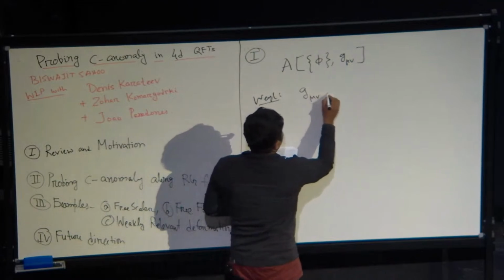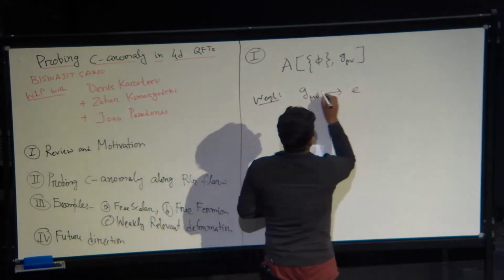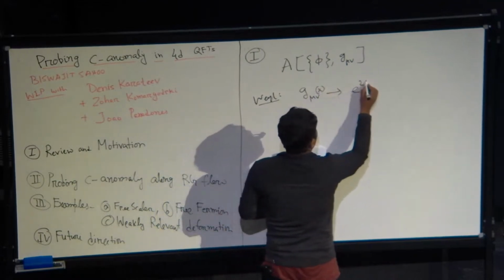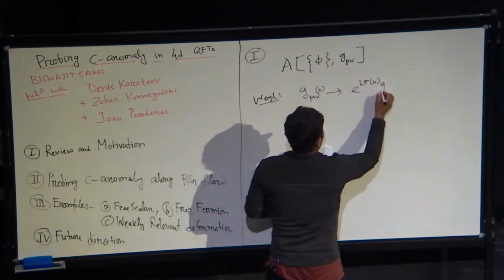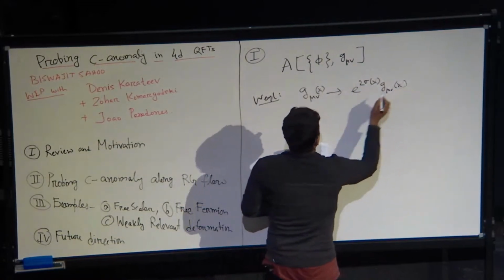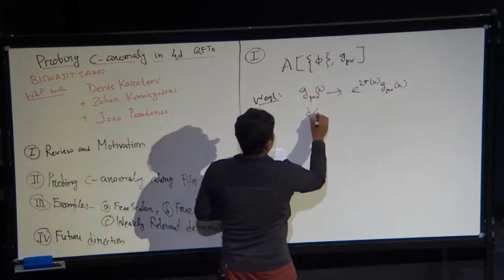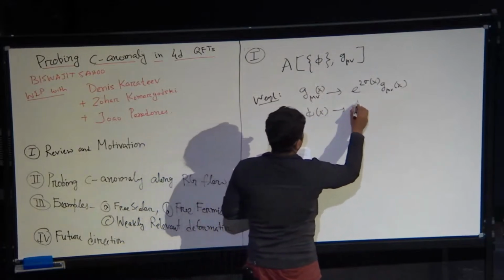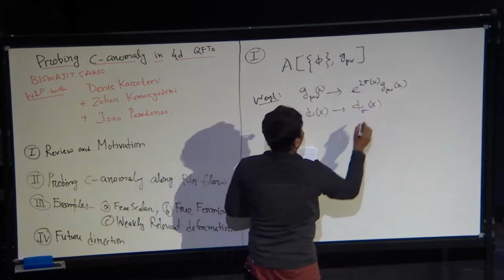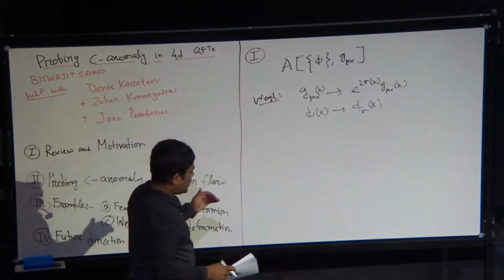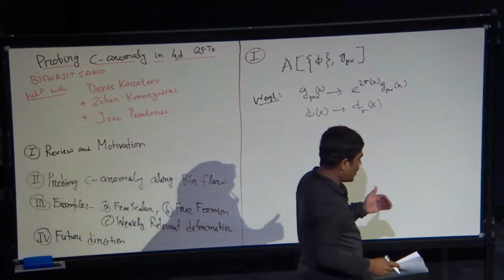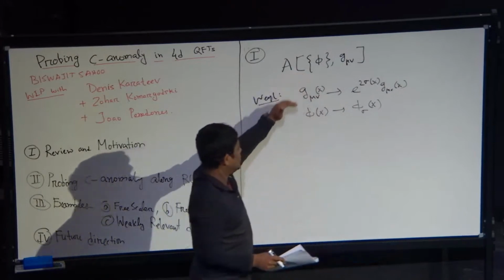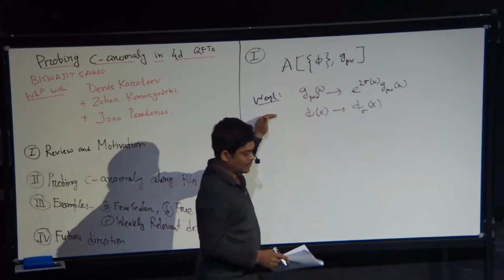let me define the Weyl transformation. The metric scales like this, and suppose the fundamental degrees of freedom also scale in some way, which is not important. And the claim is that in a Weyl invariant theory, our action is invariant under this Weyl transformation.